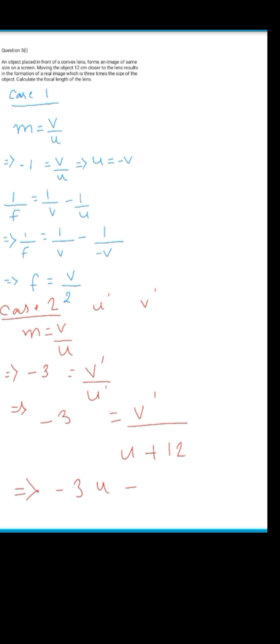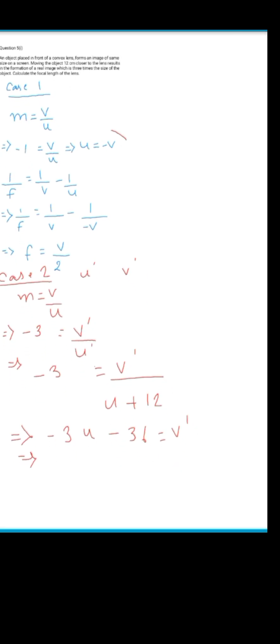-3u minus 36 is equal to v dash. Now from the previous relationship we know that u is equal to -v. So I can also write it as 3v minus 36 is equal to v dash. This is the expression for the image distance in the second case.